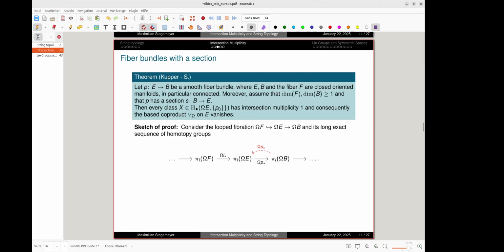Is the idea somehow that this fiber direction allows you to sort of remove the intersections? Yeah, exactly. You will see.